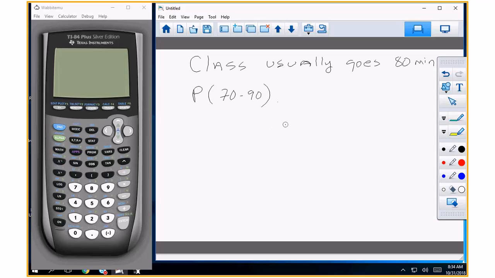But anyway, class usually goes 80 minutes. What is the probability of going 70 to 90 minutes? So here we go. So there's my picture. Here's my graph. Everybody should be able to get this part right. If you miss this part, you don't tell anyone. All right, so 0 to what? 80. 0 to 80 minutes. And we want to find out what is between 70 and 90. I'm sorry, 70 and 80, I suck. 70 and 80.